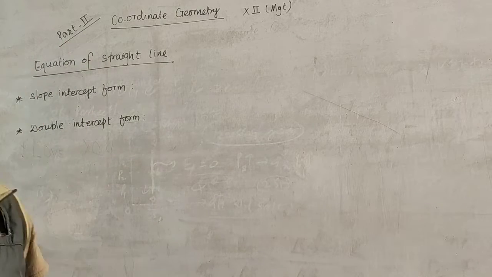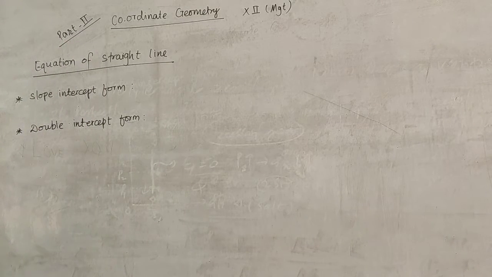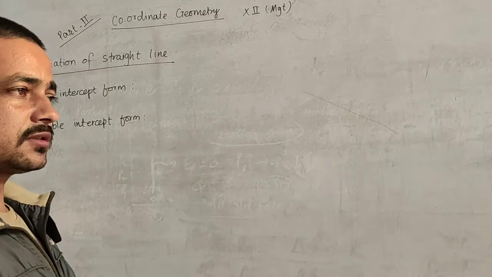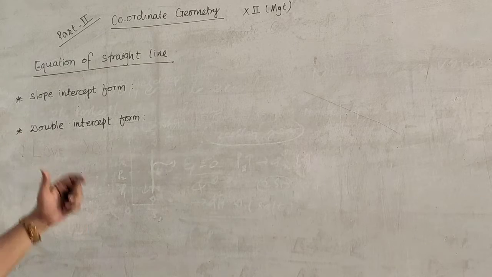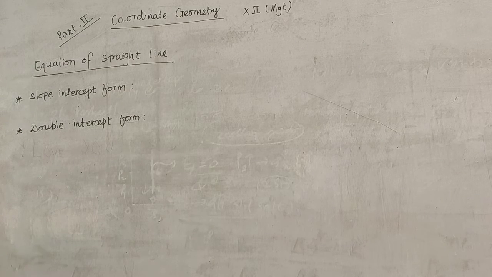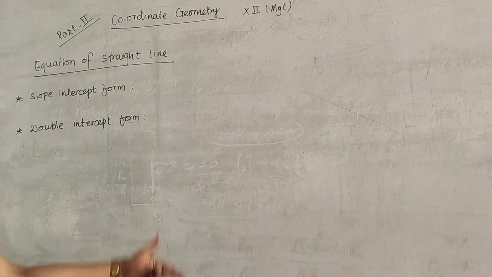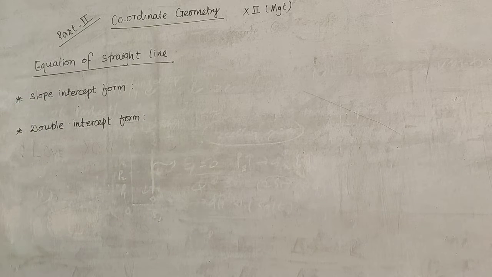So part 2 लिएर आएको छौं. Part 1 हामी गरिसकेपछि part 2 मा छौं. Part 2 मा के छ भन्दाखेरि equation of straight line, equation of straight line in slope intercept form. Slope intercept form मा equation निकाल्ने formula के हो?